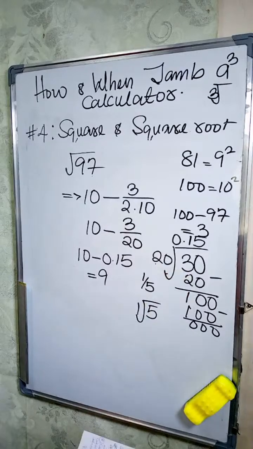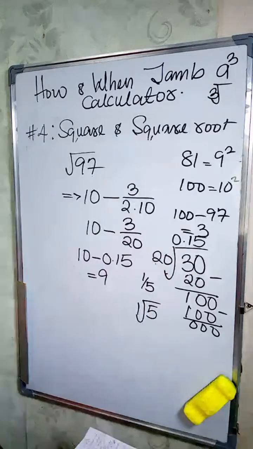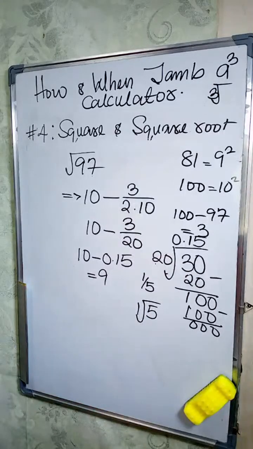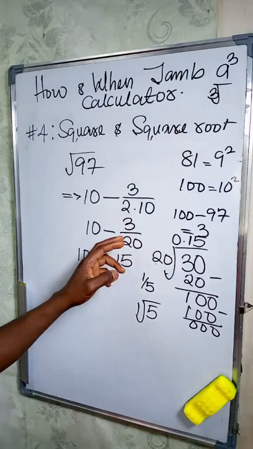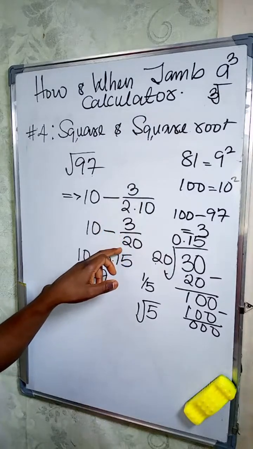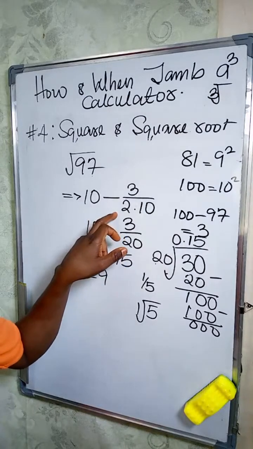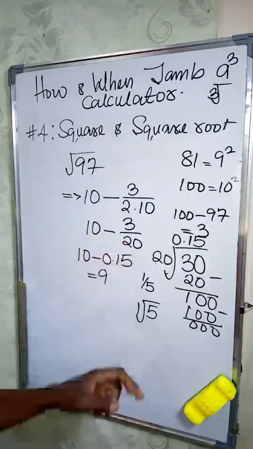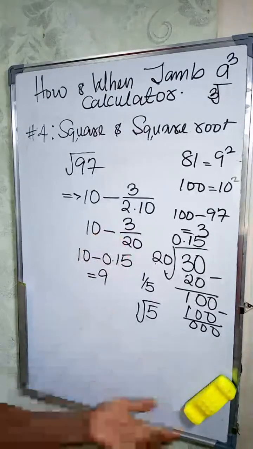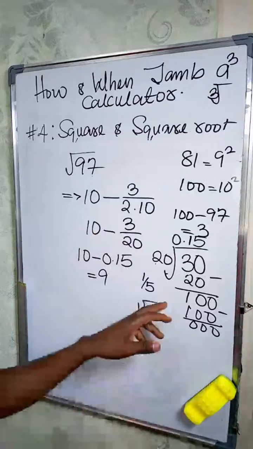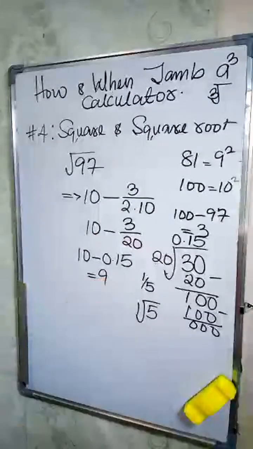So if you try and see wetin e go give us, you go see say the answer go dey very very different. 3 divided by 20, e dey like 3 dividing 20. 3 persons dey divide 20. So when you put am, you go see say your answer dey very very different.